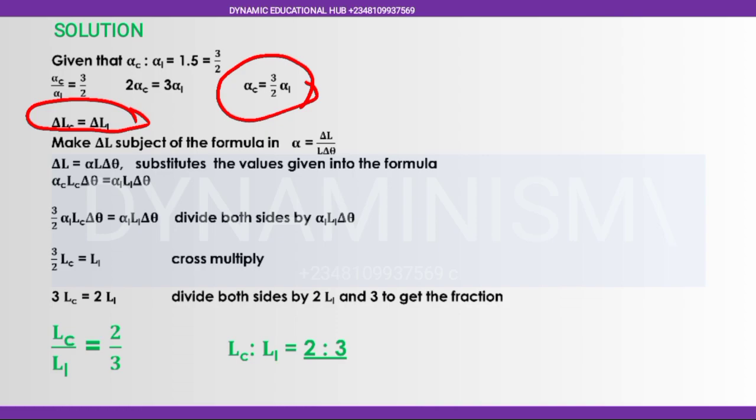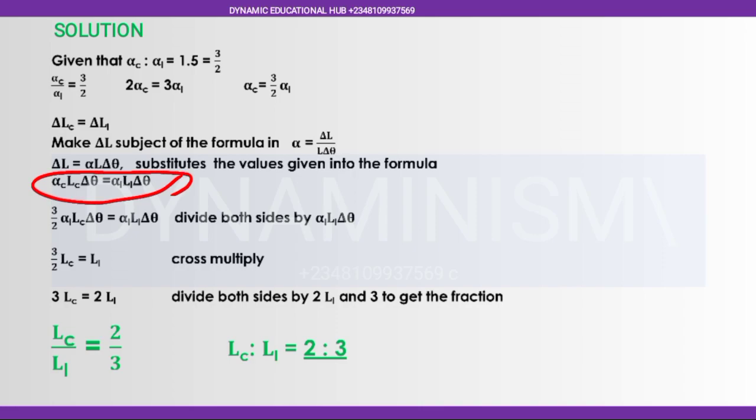Now make change in length the subject of this formula. Remember this formula: change in length over original length into bracket change in temperature. Now making it the subject of formula, you are going to get this. Change in length is what? Alpha L into bracket change in temperature. But don't forget that the change in length is the same thing for the two, the copper and the iron. So go ahead and write their formula, which means what? These guys should be constant.